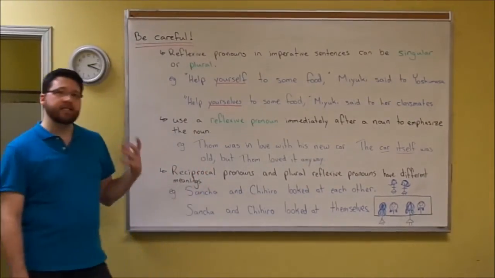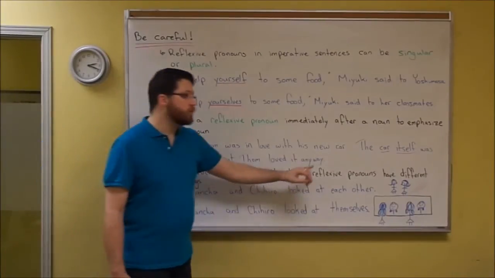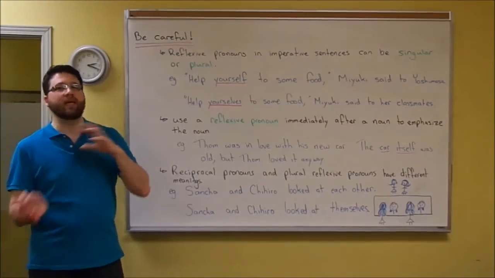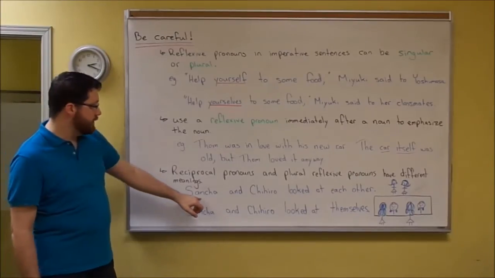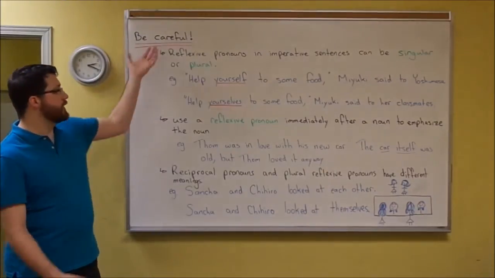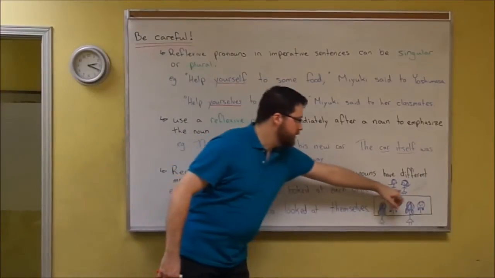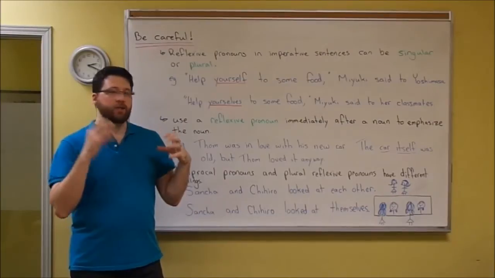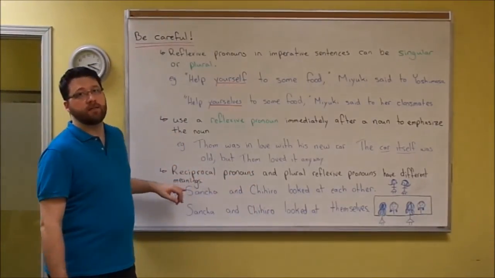Finally, the last thing we'll talk about is that reciprocal pronouns and plural reflexive pronouns have different meanings, and you have to be careful. You can't use both the same way. So, for example, Sancha and Chihiro looked at each other. Again, because it's a reciprocal pronoun, it means there's interaction. Just like my little picture here. The two ladies are looking at each other. Sancha looks at Chihiro, and Chihiro looks at Sancha.